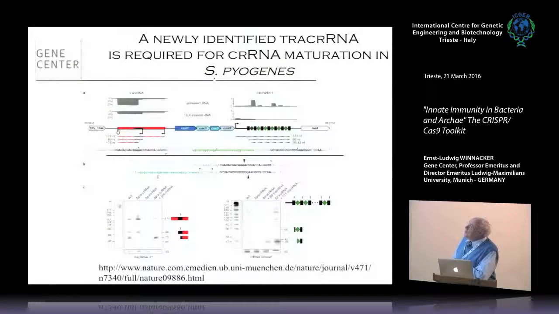But then they discovered there is a transcript to the left. This is transcribed to the right, as you can see here, the arrows. And this is transcribed to the left, and it's called the tracrRNA, because the RNA is necessary for the maturation of CRISPR RNA. So this is not just simply cut, but there has to be a complex of this nuclease together with this RNA which is transcribed to the left.